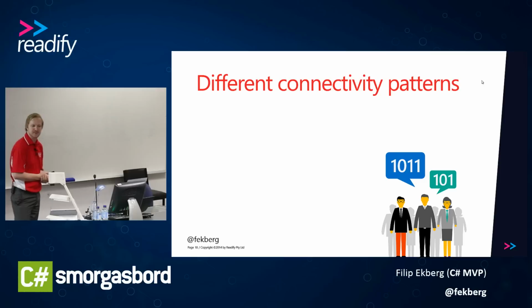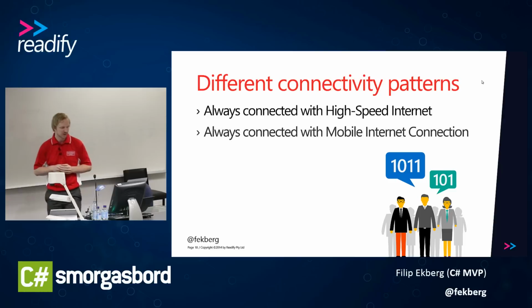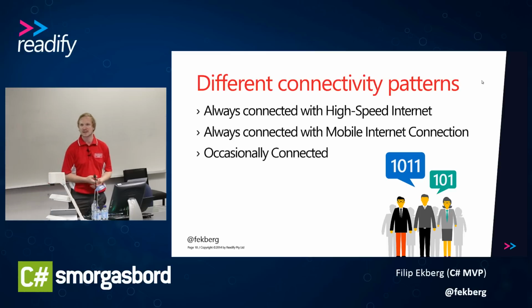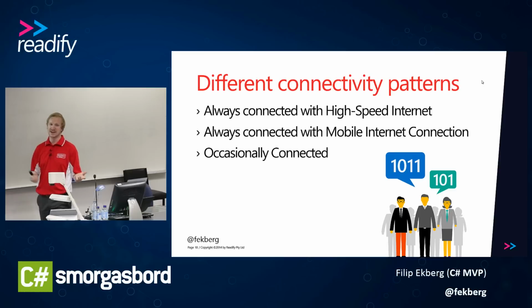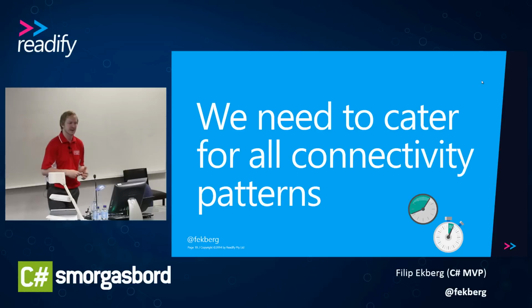So we do have different connectivity patterns that we need to think about. We have people that are always connected using a high-speed internet connection, which is no one in Australia. We have always connected people with mobile internet connection. These people use their devices differently. We have people that are occasionally connected. This might be people working remotely, people that only connect when they get home or have an unstable internet connection. And then we have people working in the mines or working from an airplane that are never connected at all. These people use their devices differently, and we need to cater for that.